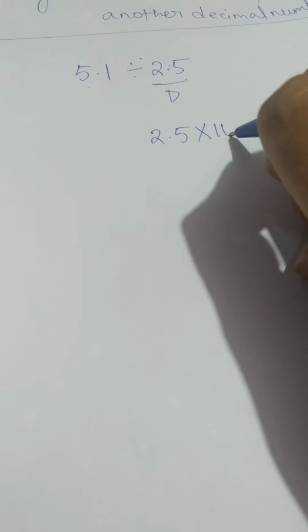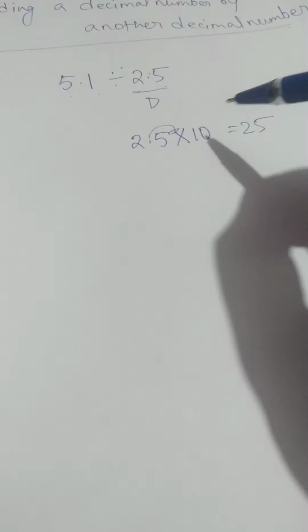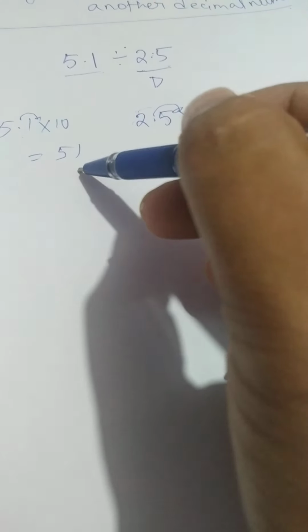So in this case, you see after the point how many digits are there? There is only one digit. So if we multiply 2.5 by 10, what does it become? The point comes forward, so it becomes 25, right? If we are converting 2.5 into 25, we also need to convert 5.1 as well. So 5.1 times 10 becomes 51. How? Just the point comes forward. Now you can easily divide 51 by 25.